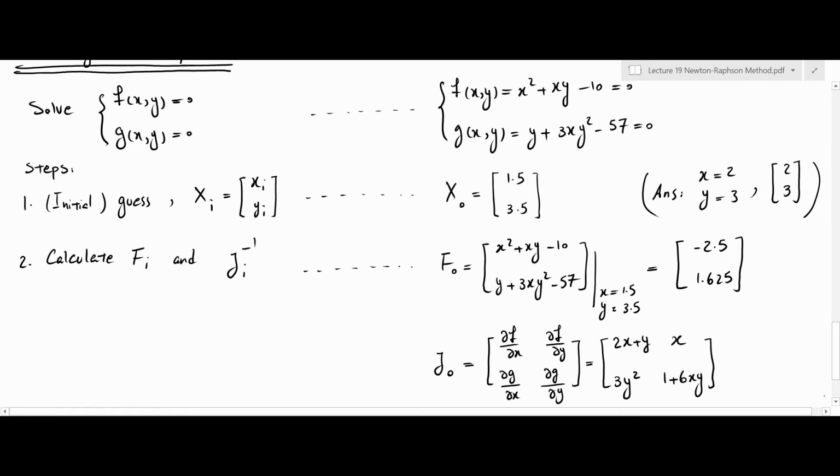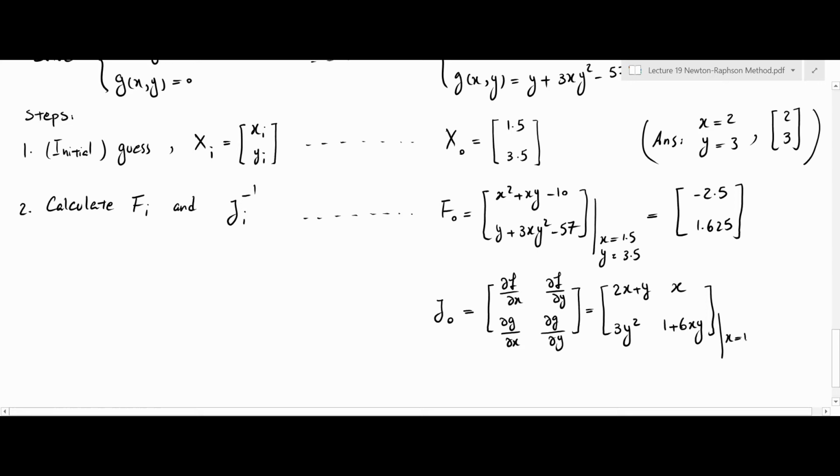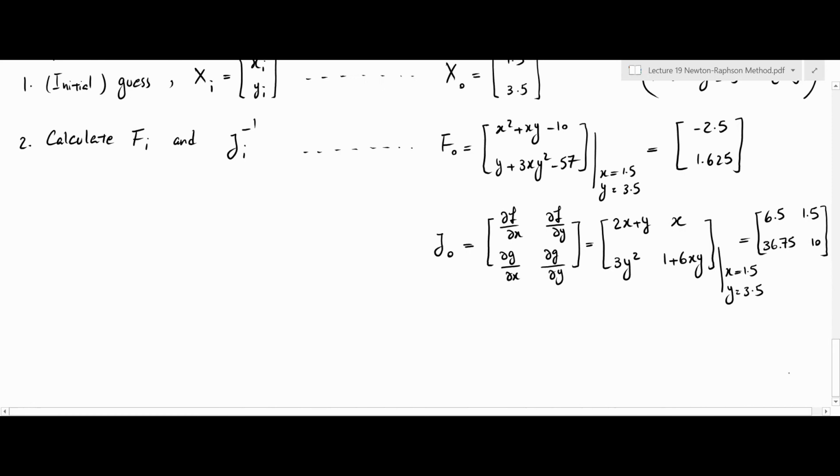and del g del y will be 1 plus 6 times x times y. And if I evaluate this matrix at x equal to 1.5 and y equal to 3.5, the answer will be, but remember, we need to calculate the inverse of Jacobian. So for that, let me just, in a different color, give you a refresher about how to find the inverse of a 2 by 2 matrix.